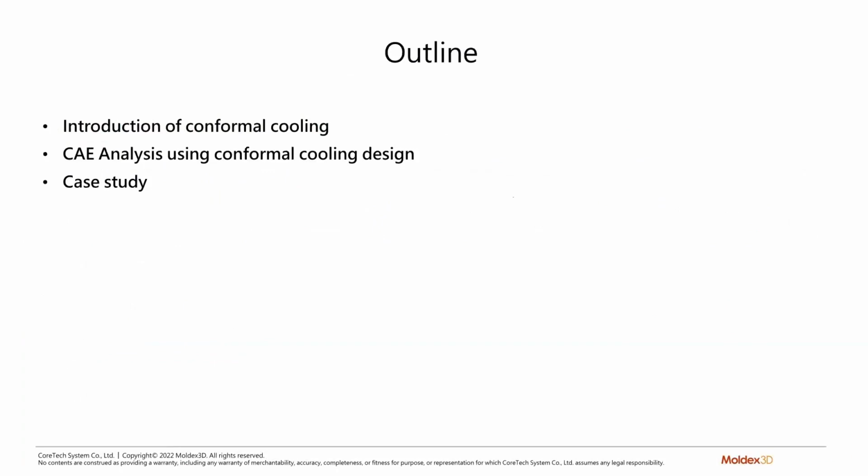So here's our outline. First of all, we will go to the introduction of conformal cooling, about why we need to use conformal cooling and how we can produce or manufacture the conformal cooling by several methods. Then we will go to CAE analysis using conformal cooling design. We will introduce our studio, the method to analyze the cooling analysis, and some tools provided to users to help them create a conformal cooling design more easily. And the final one is case study.